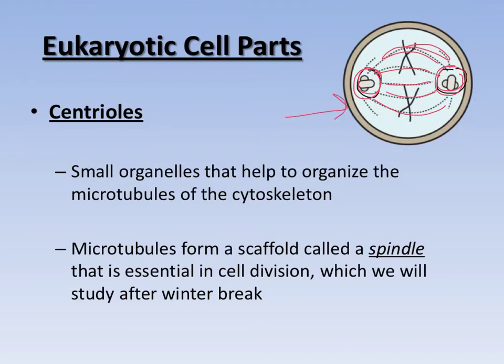Now this picture might look a little bit familiar to you, hopefully, because it's showing you part of mitosis, or cell division, that we'll learn about a couple weeks from now. The important thing for now is to know that these centrioles help frame up the microtubules to form what's called a spindle, or mitotic spindle, which is very important for cellular division. We're going to learn about this right before winter break, so just a couple weeks from now.